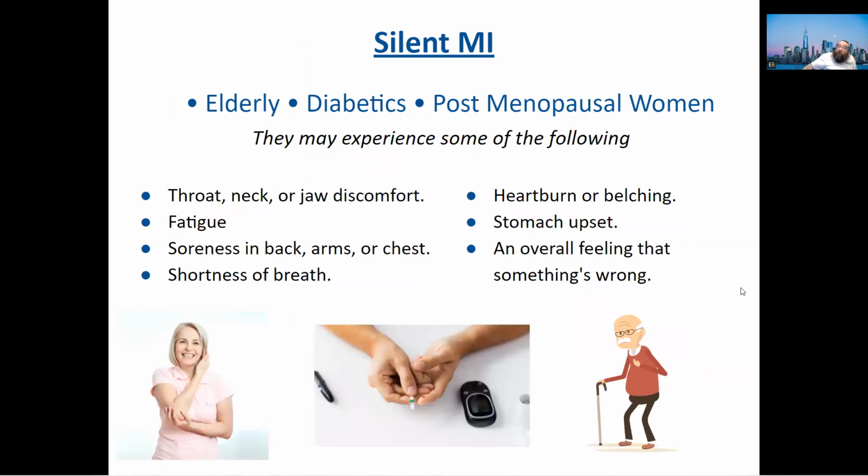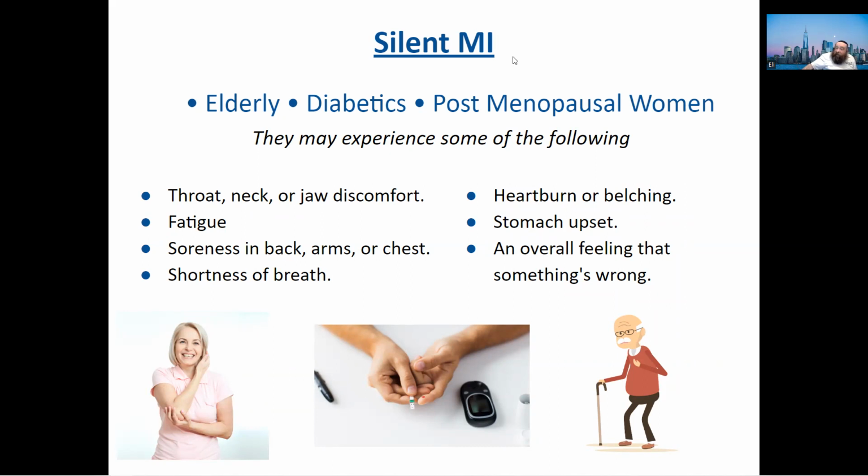Okay, 3 people can have a silent MI. Don't forget this when you get out there in the streets. Who are the 3 people? The elderly, male or female. Here, he's representing the elderly. Diabetics of any age, and postmenopausal women. So let's say women over, what number you want to give? 55, 60, whatever number you want to give, okay? These 3 groups of patients may have a silent MI.